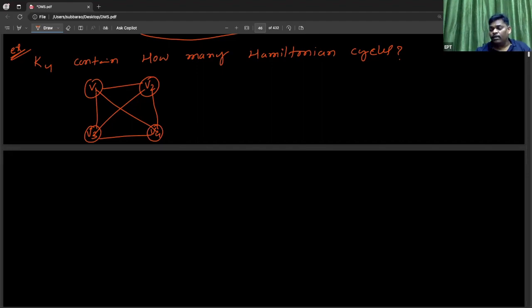Remember everyone, from one Hamiltonian cycle to another Hamiltonian cycle, at least one edge should differ. You cannot take the same edge again. If all edges are as they are, then how is that different? At least one edge should differ. If all edges are the same, then they both are equal.